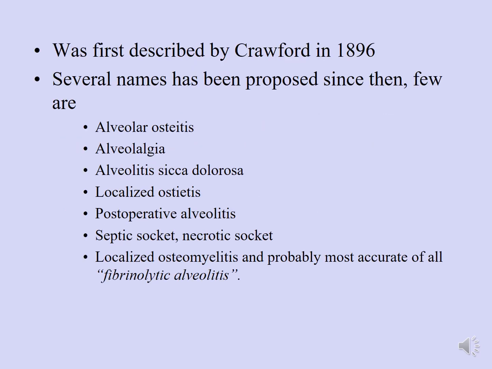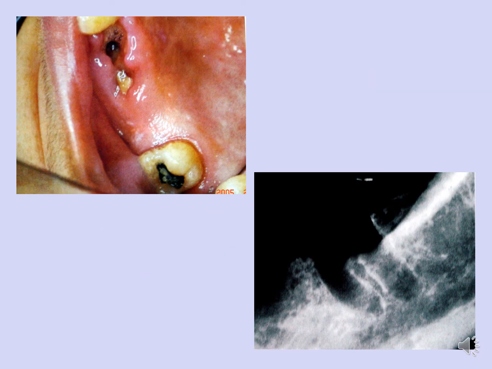So this is some historical background, and the various different names by which it is called. It's also described as alveolar osteitis, alveolalgia, localized osteitis, various different names. It's even described as localized osteomyelitis, and probably the most accurate of all, fibrinolytic alveolitis. Now this is a clinical picture of a patient who has reported to a dental clinic exactly 2 days, within 3 days, after extraction. What you notice here is that the extraction socket has not healed and there is dislodgement of the clot. So this is a clear example of a clinical dry socket.